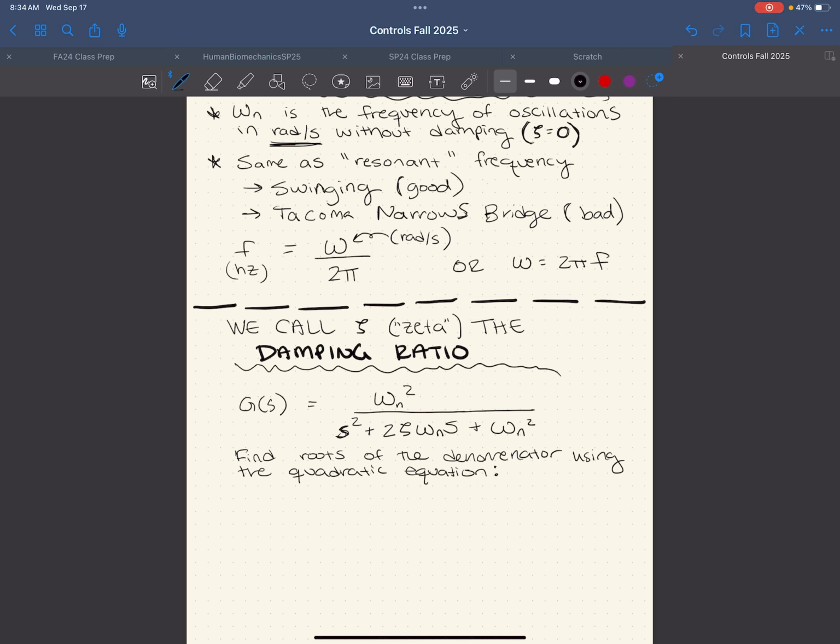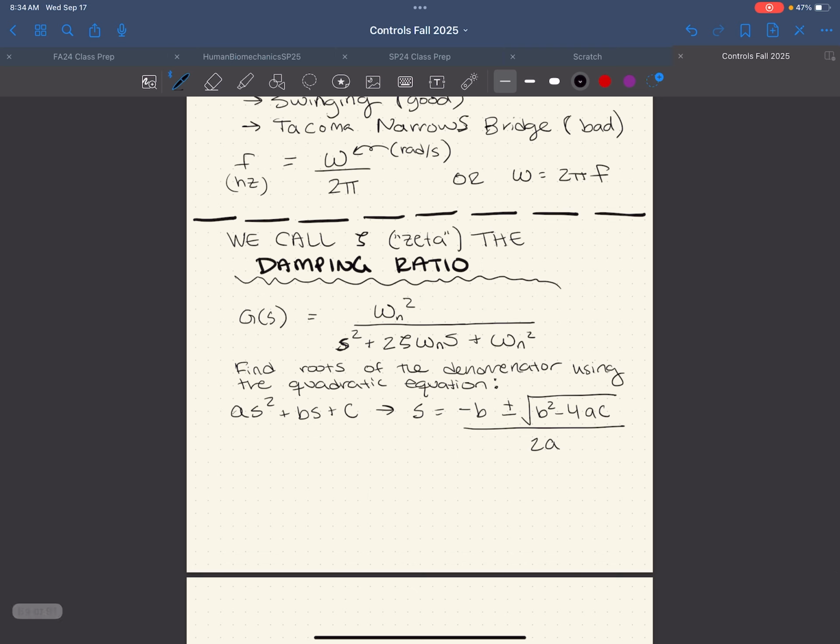Which of course tells us that if we have a polynomial that looks like as squared plus bs plus c, then the roots of this polynomial are going to be s equals negative b plus or minus square root b squared minus 4ac all over 2a. Just a reminder of our quadratic equation.